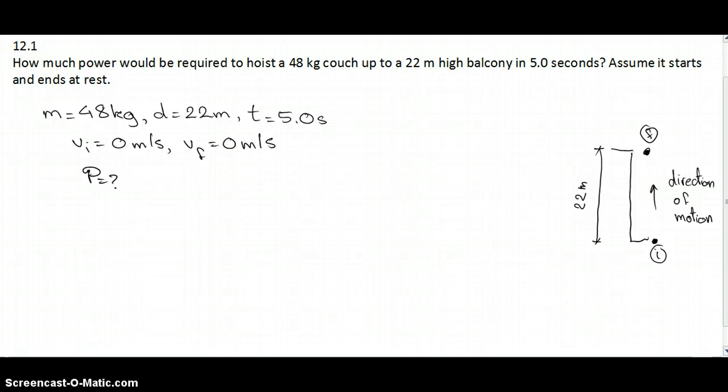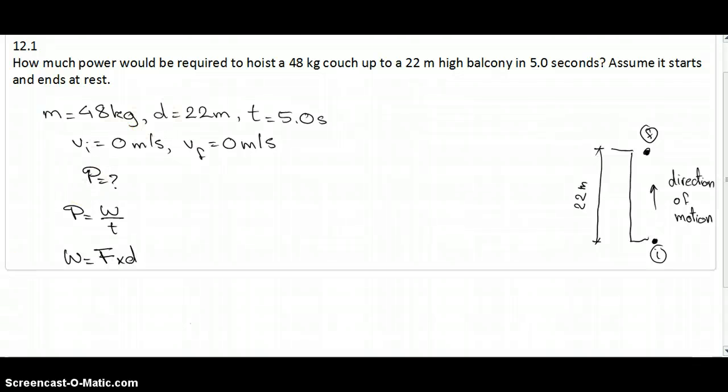What is power? We know that the power is the work over time. We do have the time, but we don't have the work. So how do we find the work? The work done is equal to the force applied multiplied by the distance covered. I do have the distance covered, but they didn't give me the force that I applied. So what force do I need to apply on the couch in order to carry it up?